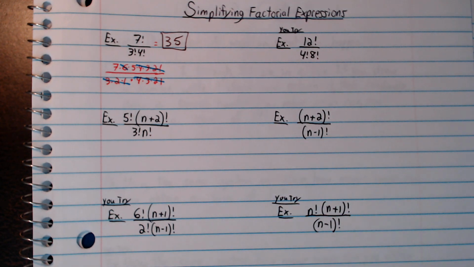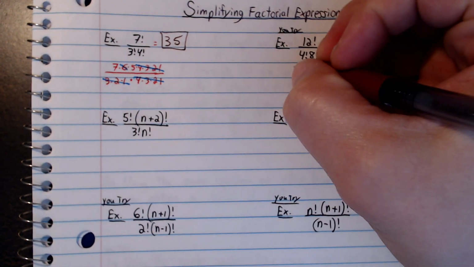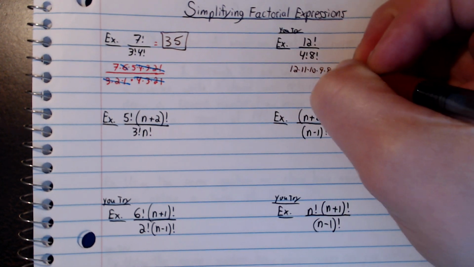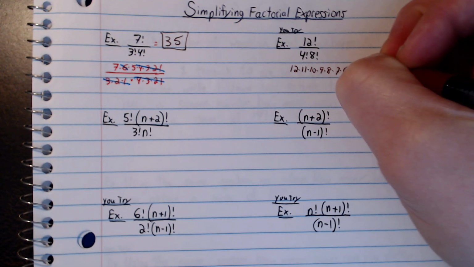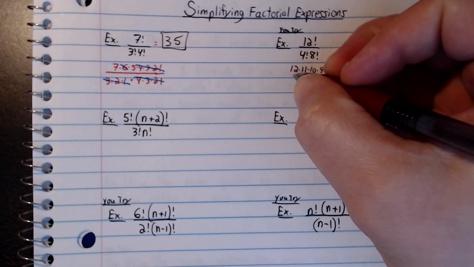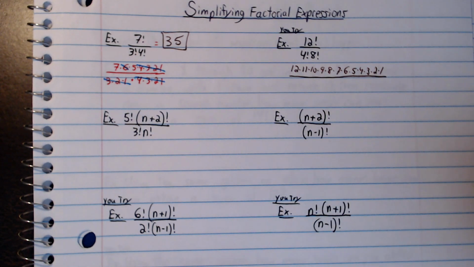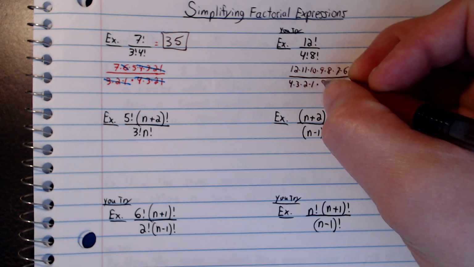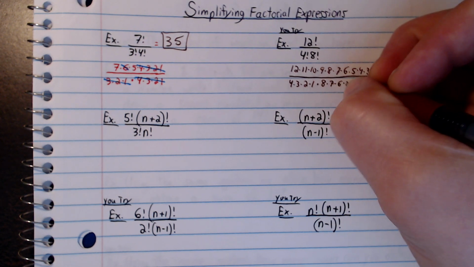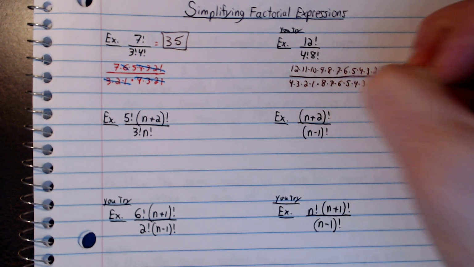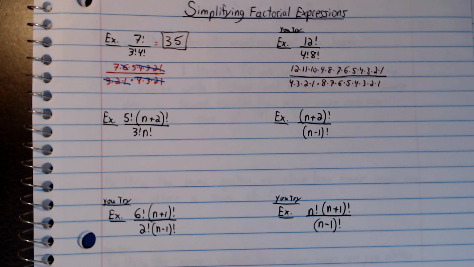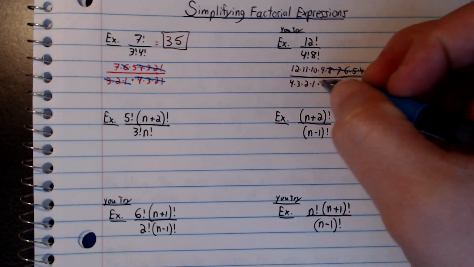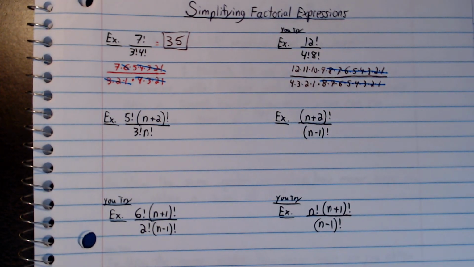Alright, let's check out this solution here. So you expand 12, 11, 10, 9, 8, 7, 6, 5, 4, 3, 2, 1. You're going to expand these as well. 4, 3, 2, 1 times 8, 7, 6, 5, 4, 3, 2, 1. Now these line up nicely for us. All the way from 8 to 1, those all will match. They'll all go away.